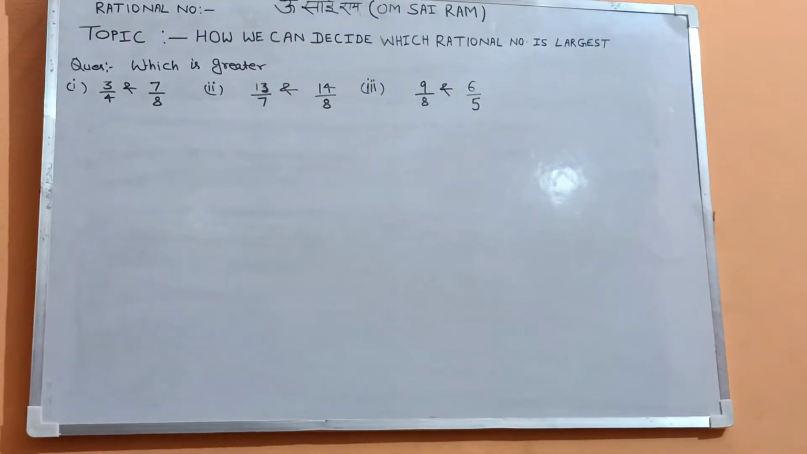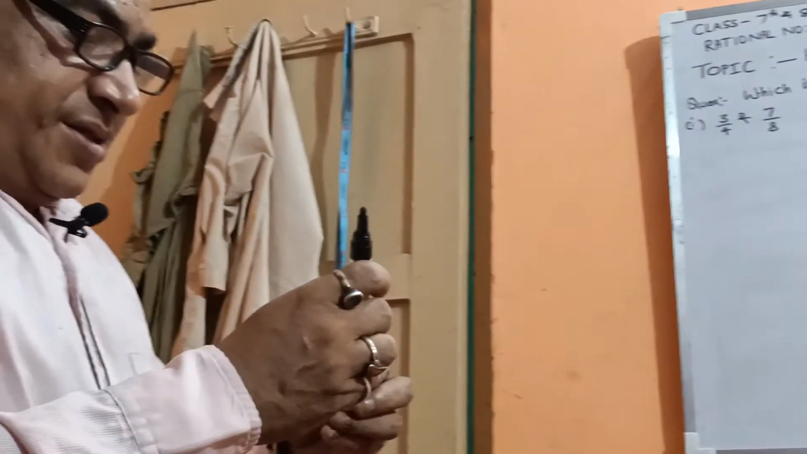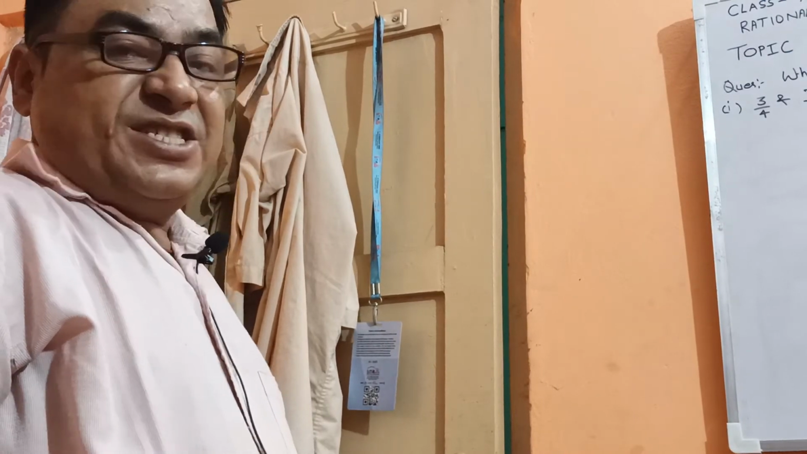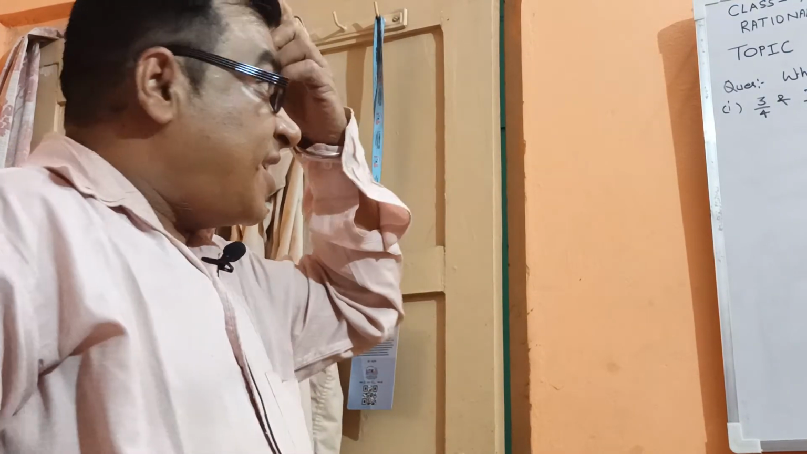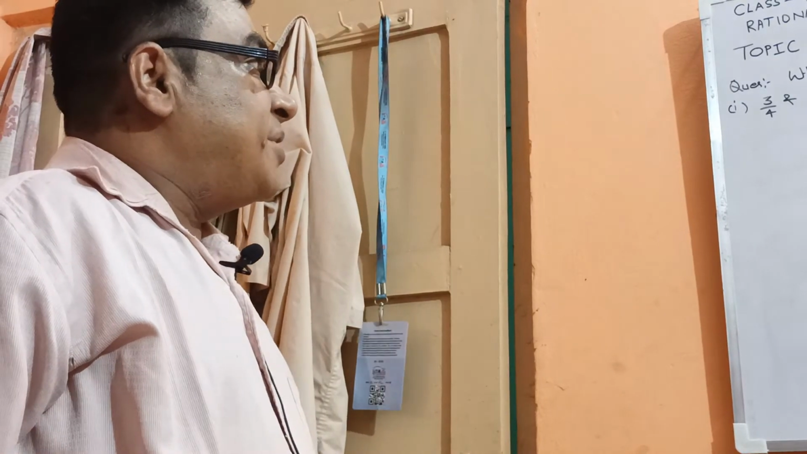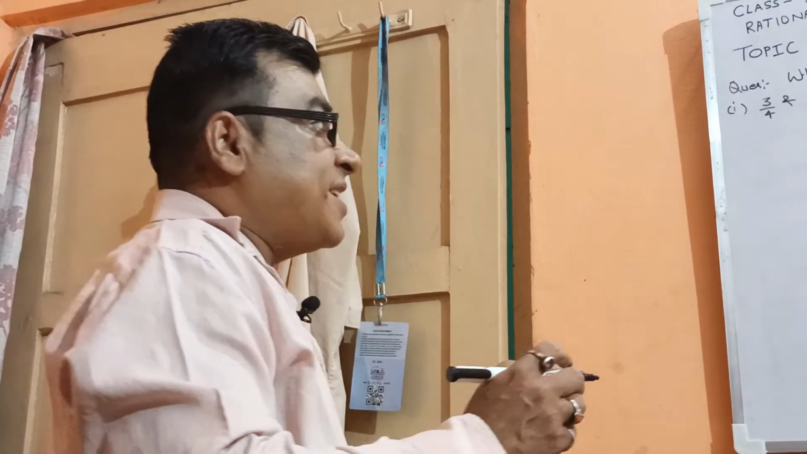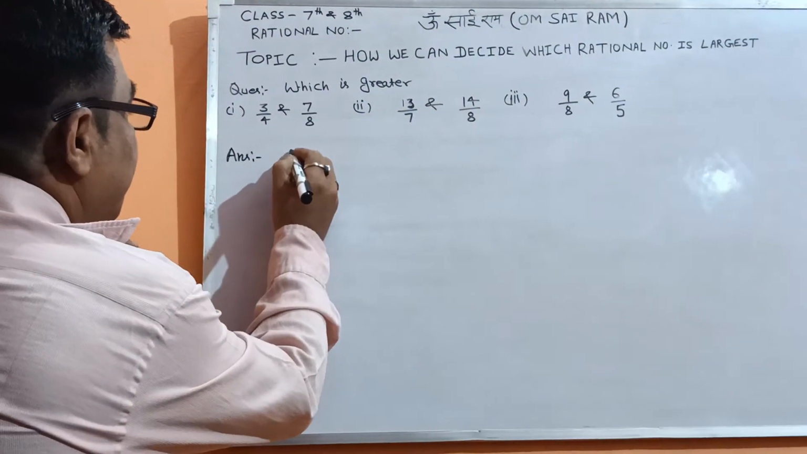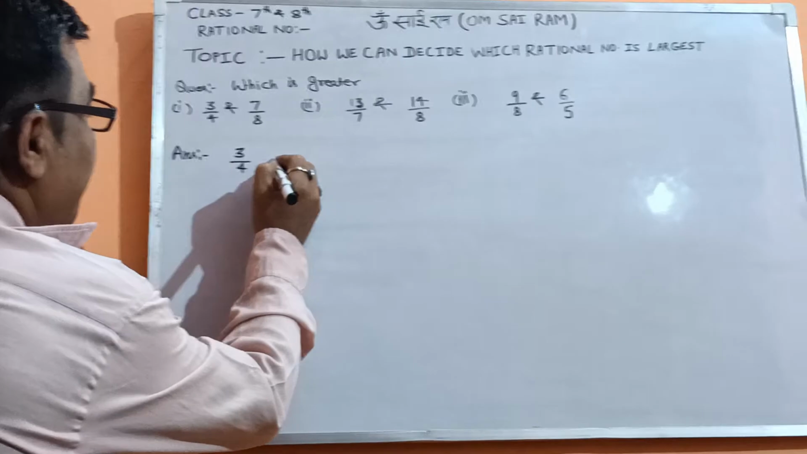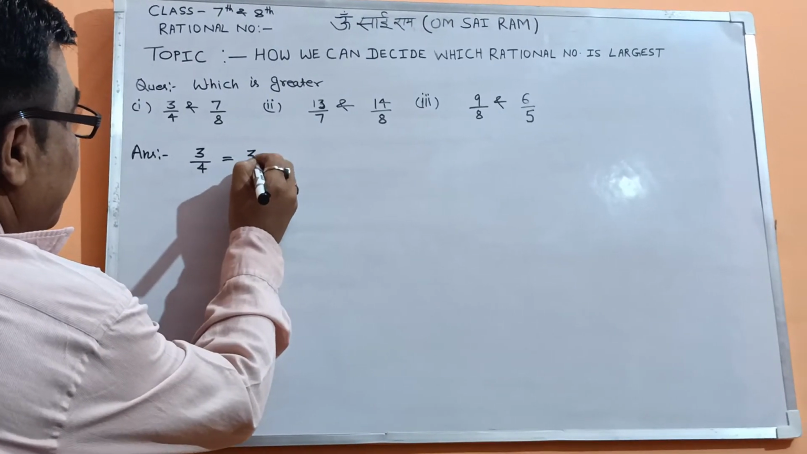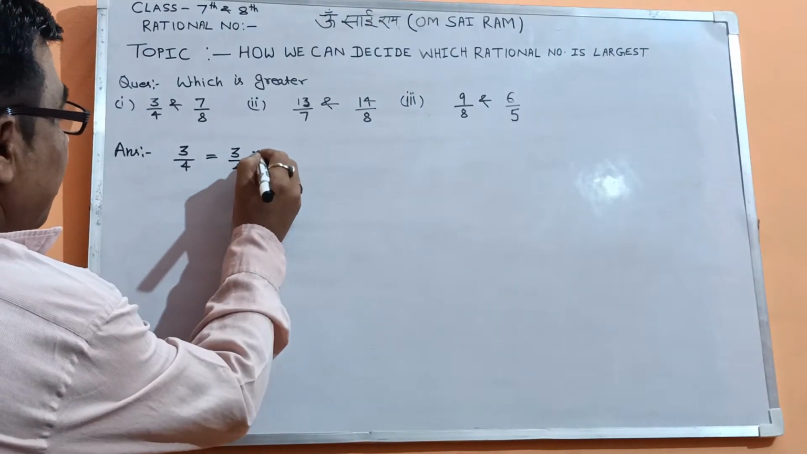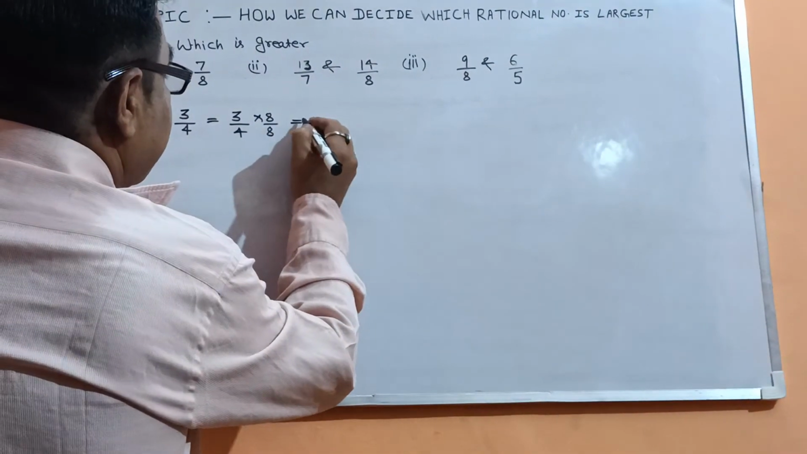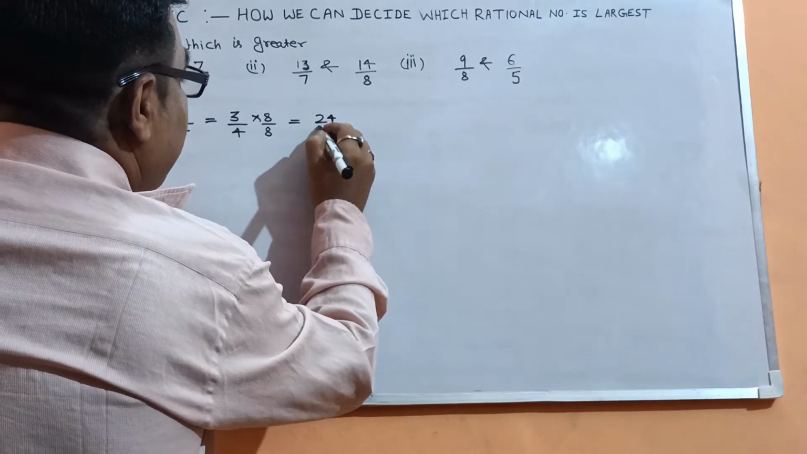We will discuss these 3 examples, how to find quickly, in very short time, which is the greater or largest rational number between the 2 rational numbers. For that, answer: 3/4 is equal to 3/4 multiplied by 8/8, that is 24/32.